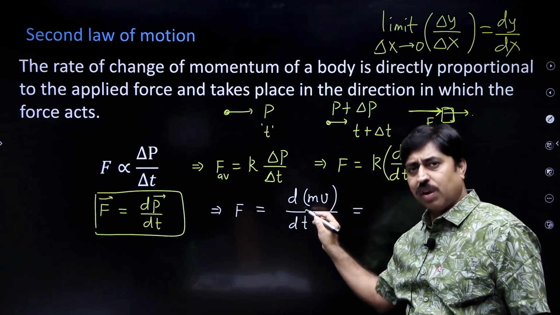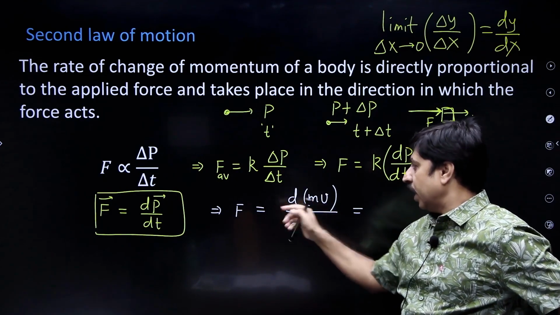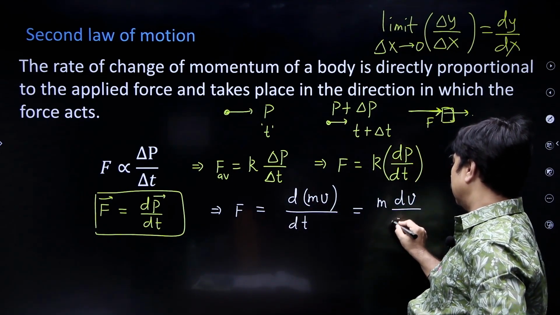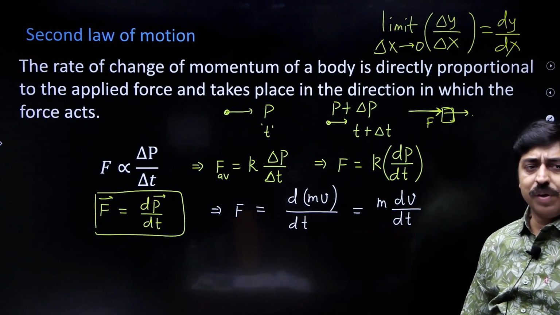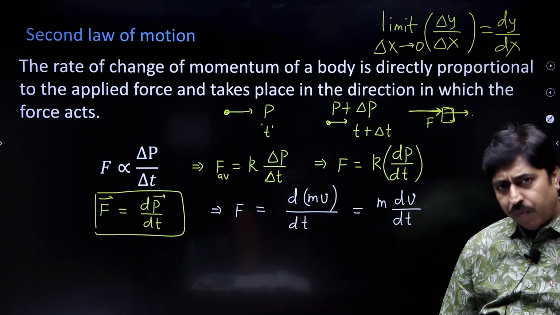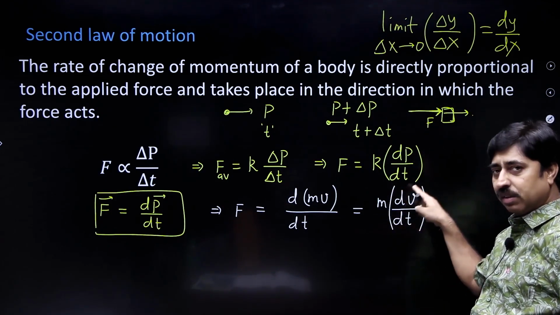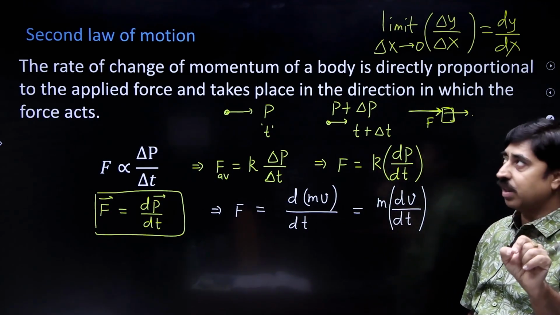So, if mass is not changing, that means mass is fixed, it is a constant. This mass can be kept out of the differentiation sign, and this differentiation becomes like this. Force is equal to mass times dv by dt. Now, all of you know that dv by dt is the rate of change of velocity with respect to time.